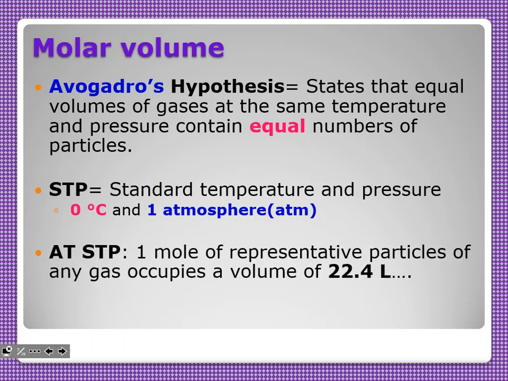Now, at STP, standard temperature and pressure, 1 mole of representative particles of any gas occupies a volume of 22.4 liters. So that's why we call the molar volume equivalent value 22.4 liters. Now later on when we get to gas laws, we will show you how that 22.4 number is derived. But for right now, you just need to know that any gas at standard temperature and pressure is going to equal 22.4 liters. So that's the magic volume number.